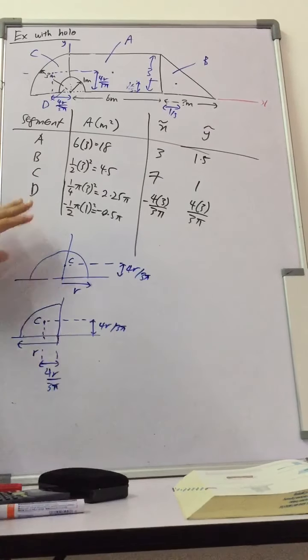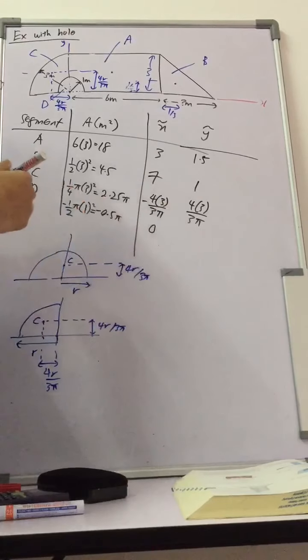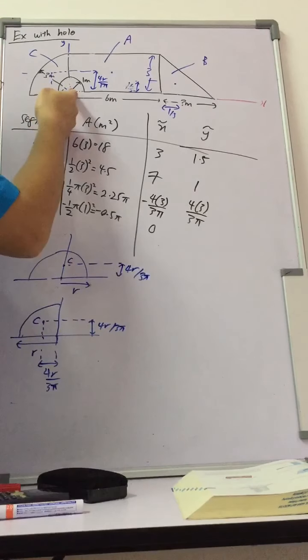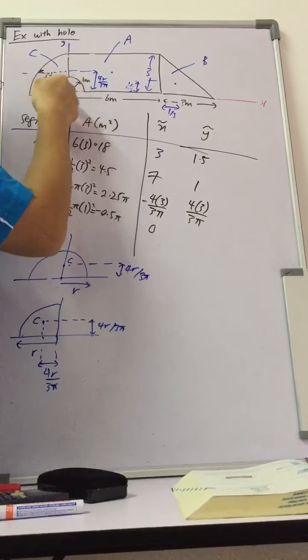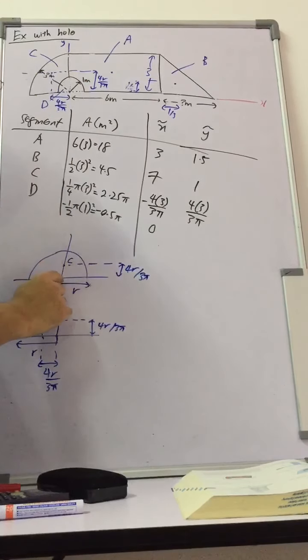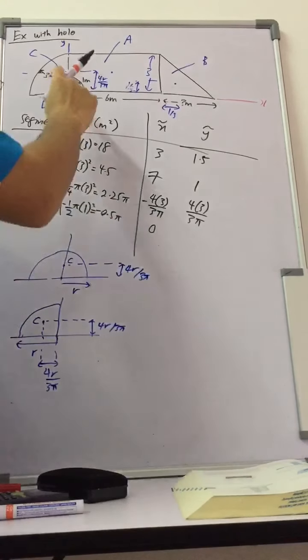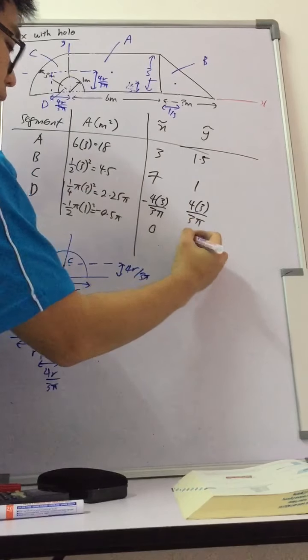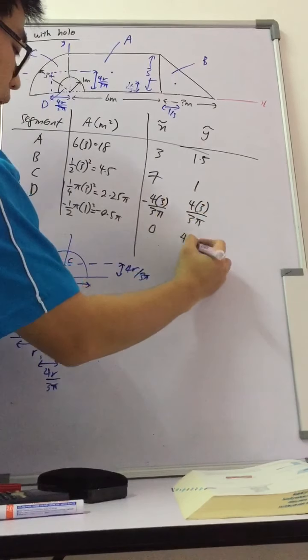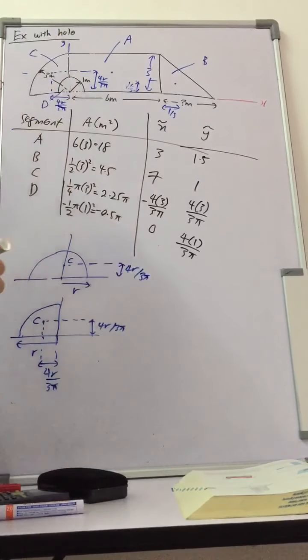How about D? Regarding D, the x is 0. Why x0? X is in the middle, in the center here. The centroid of this semicircle is this, right? So this is 0, 0. So x is 0. But for y, you have this 4r/3π. So 4 times r over 3π, and it's positive because it goes up, right?